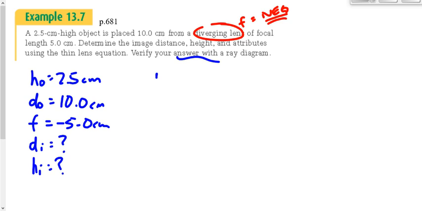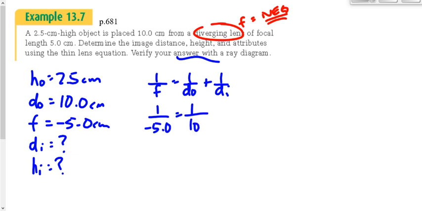So here's what I want to do first. 1 over F equals 1 over DO plus 1 over DI. We're going to say 1 over, don't forget the negative, 1 over negative 5 equals 1 over 10 plus 1 over DI. I almost always rearrange equations before subbing numbers in, but this is one exception. Do not rearrange this first. Sub your numbers in with the signs and then rearrange it.